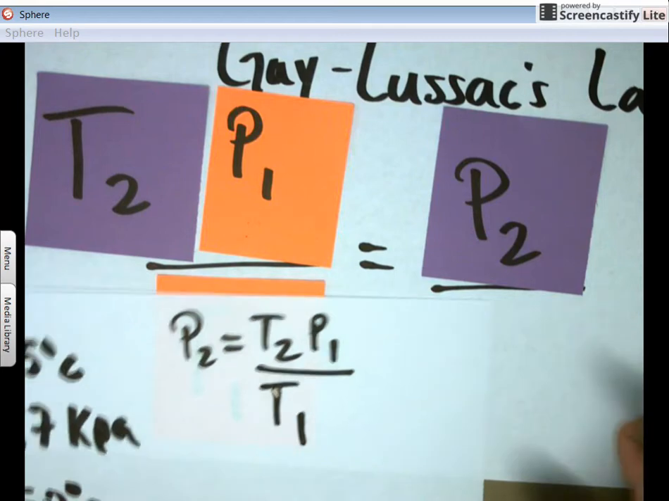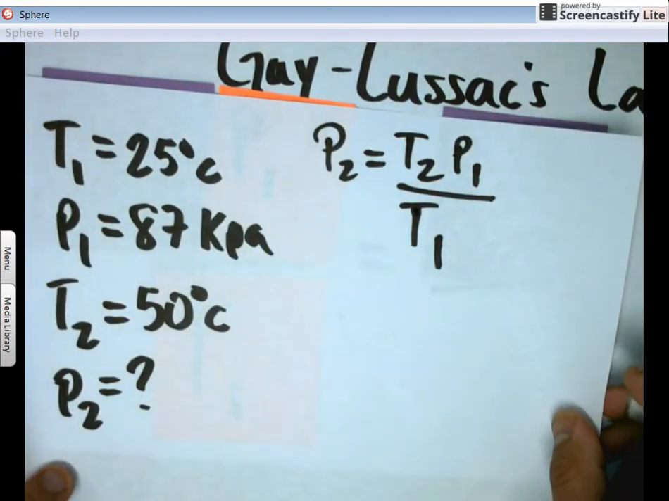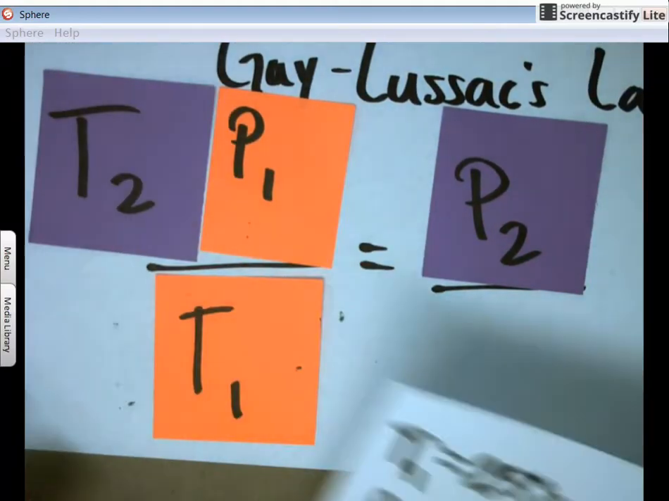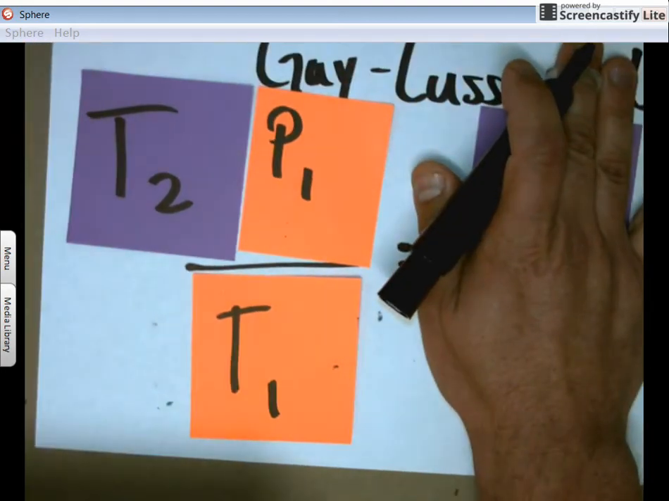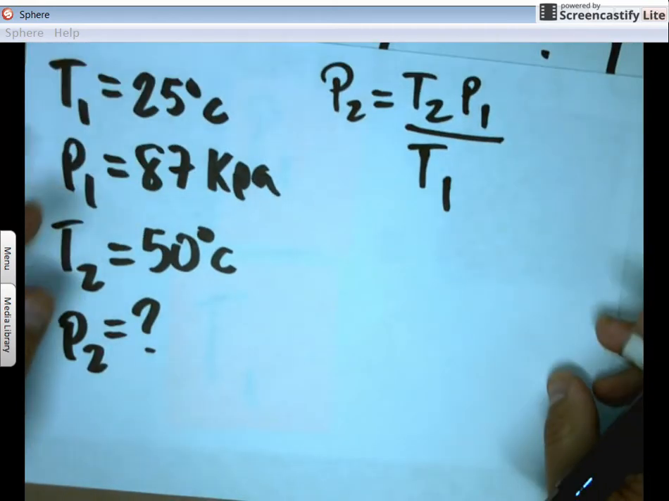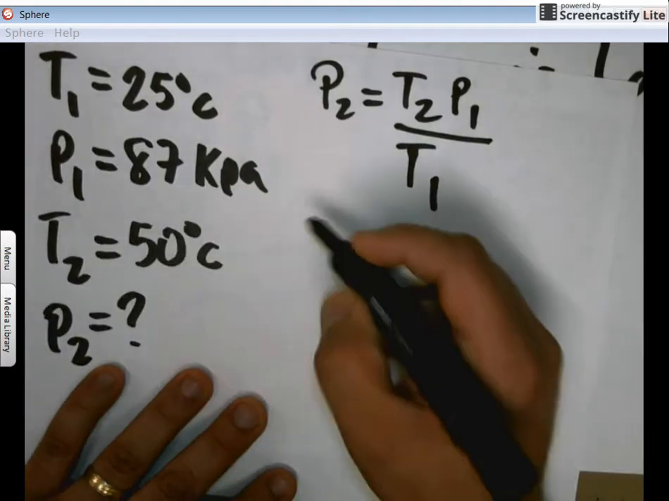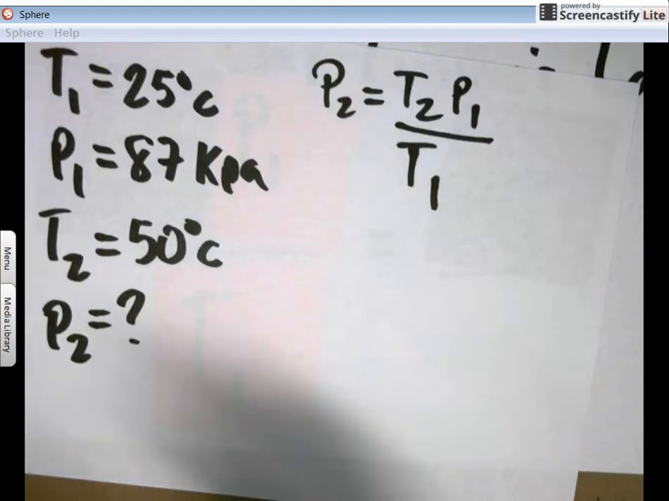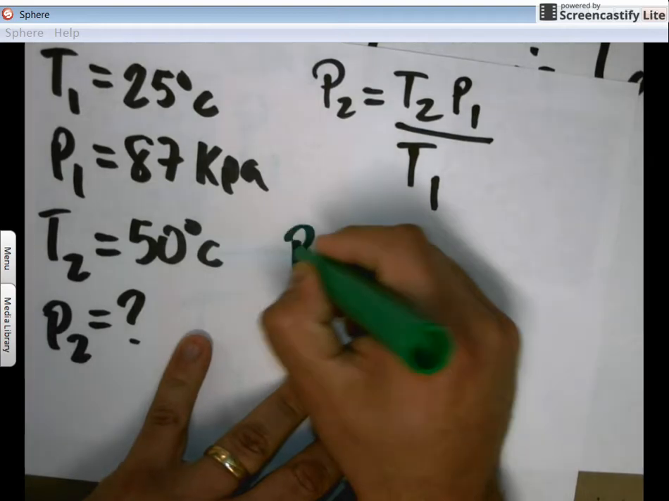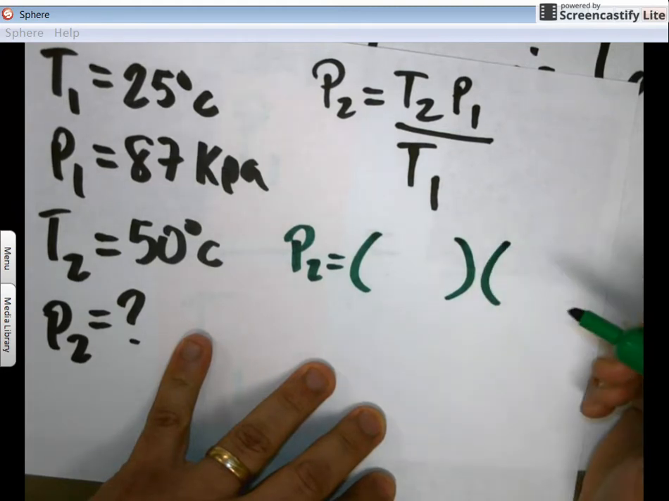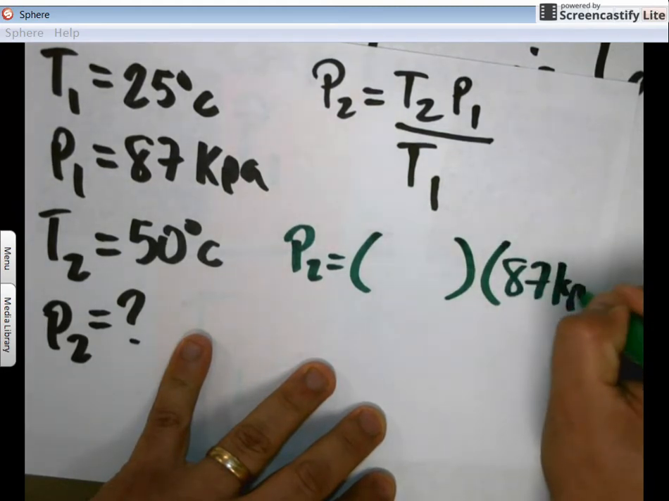Right? I'm just rewriting it, so I get this P2 over on this side. So it's the same thing, right? T2 times P1 divided by T1 is equal to P2. So I did that here. Okay, so now I've got everything written out. So P2 is equal to T2, and P1 is what? 87 kilopascals.